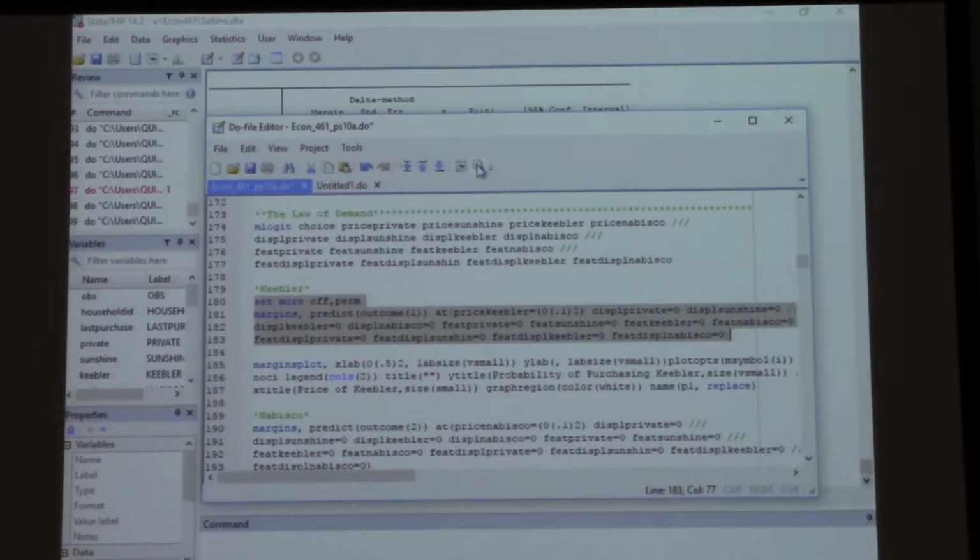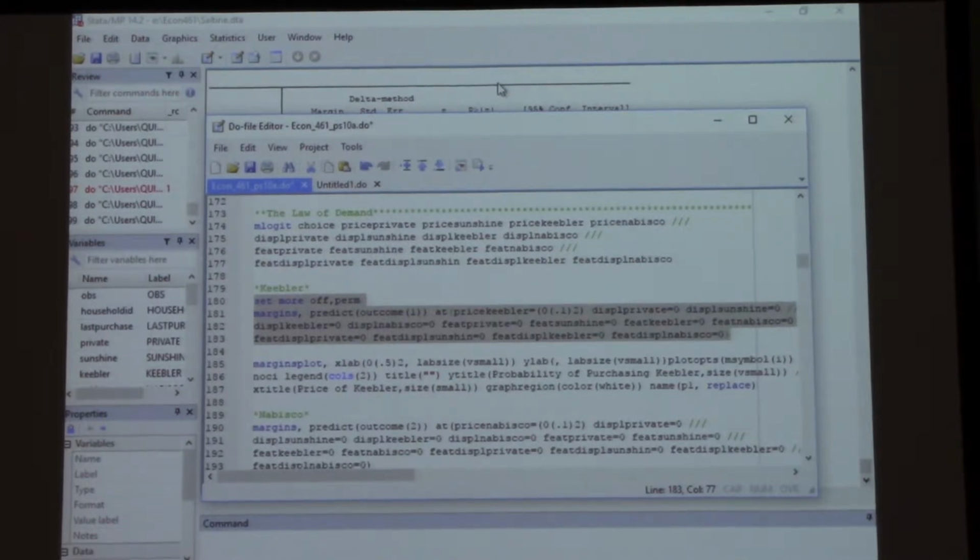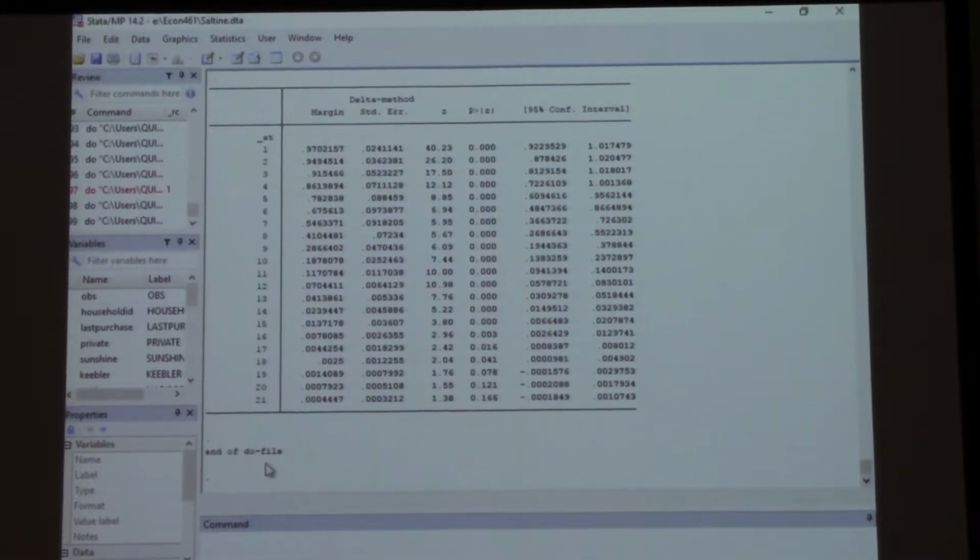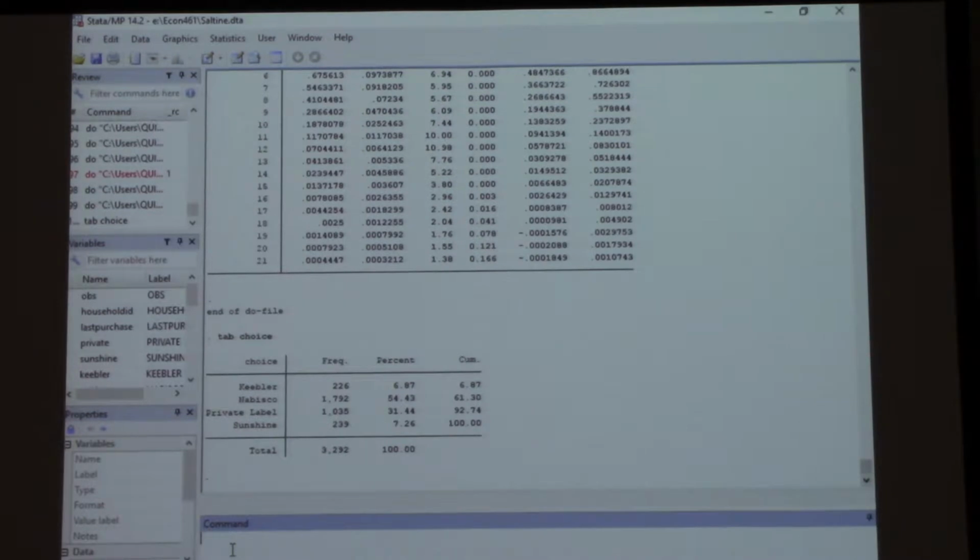Yeah, outcome 1, over the price of Keebler. Okay, there's our margins. And the outcome number, that's based on the regression results, correct? That's based on the regression results, and it's also based on how we defined our choice variable. So remember, what I did was I defined them.